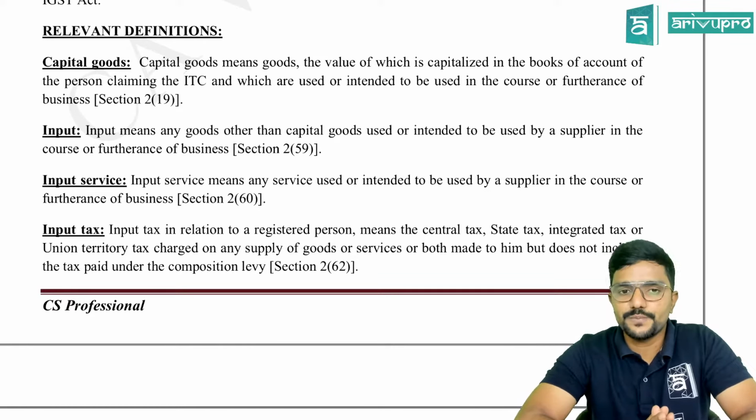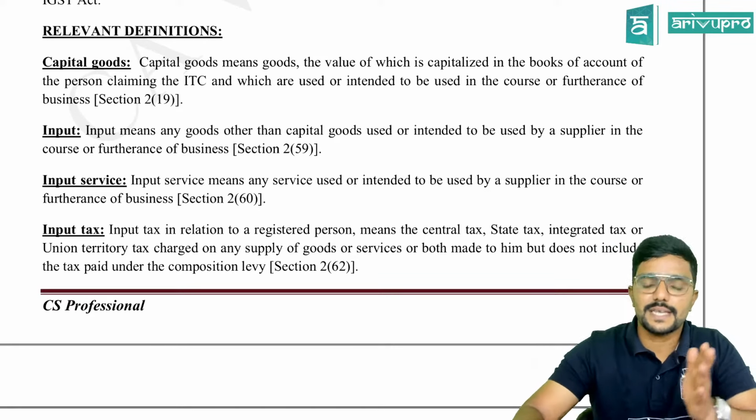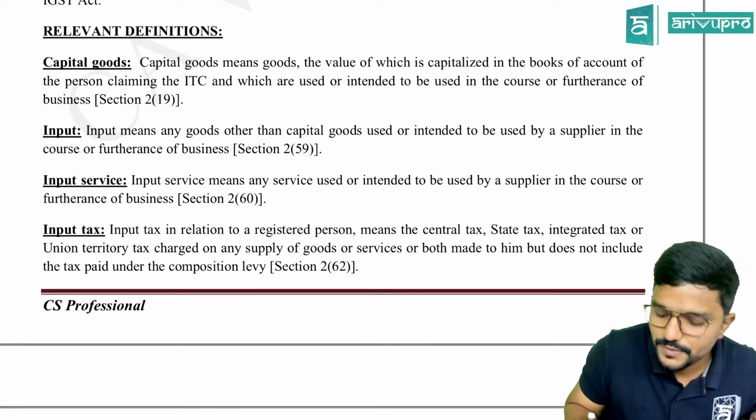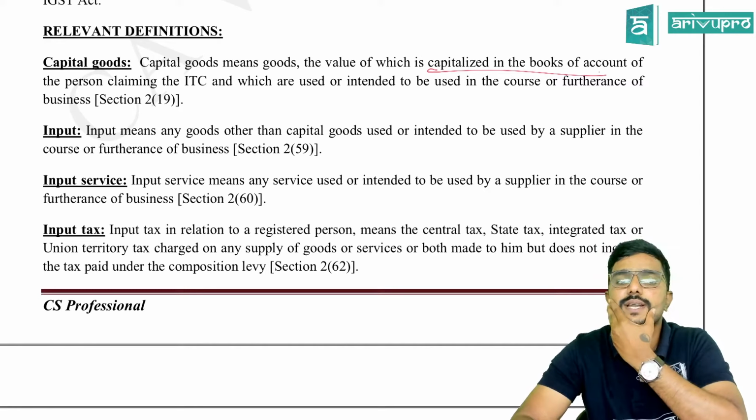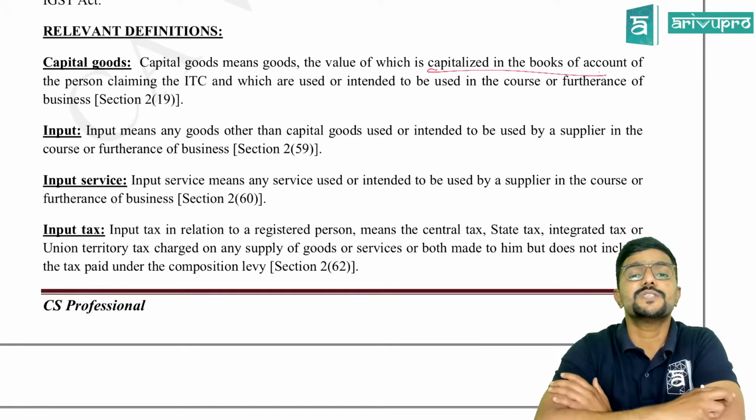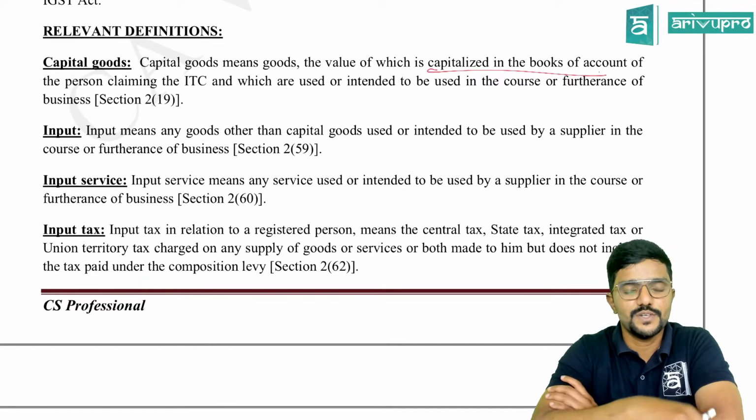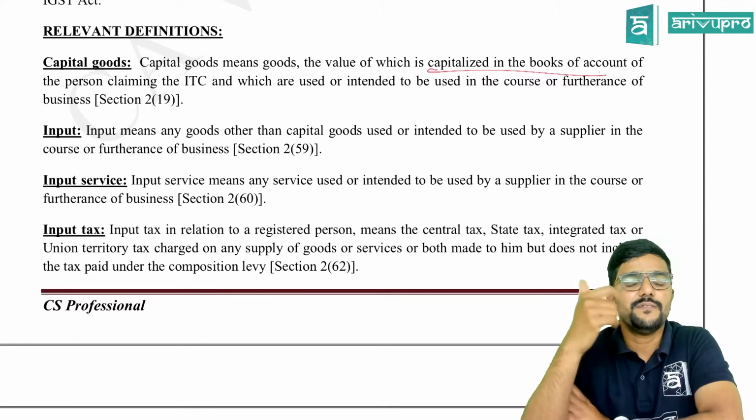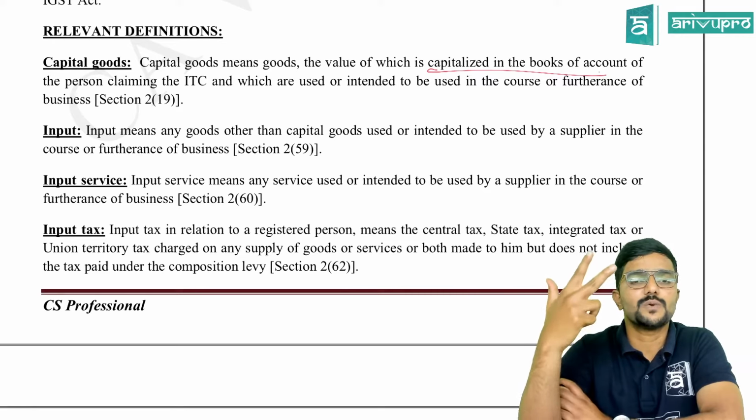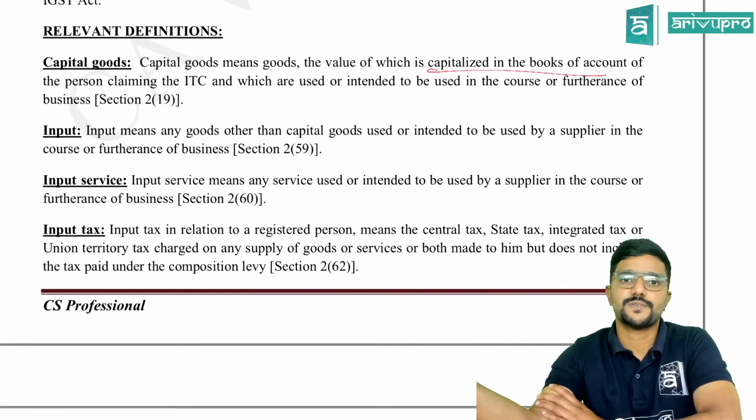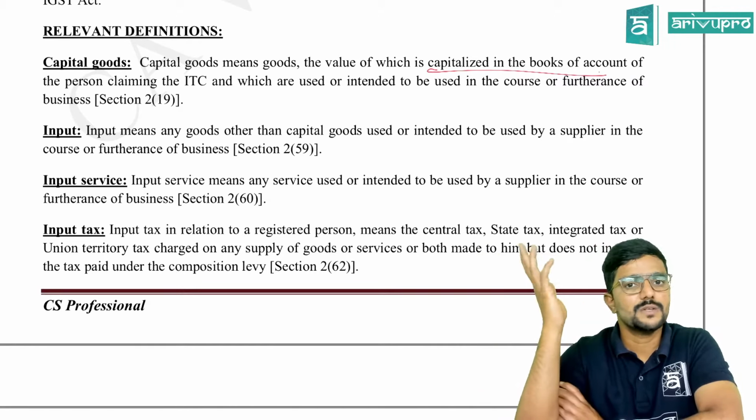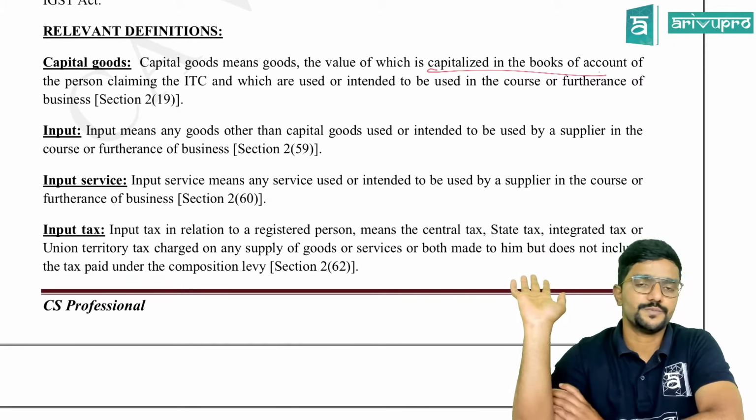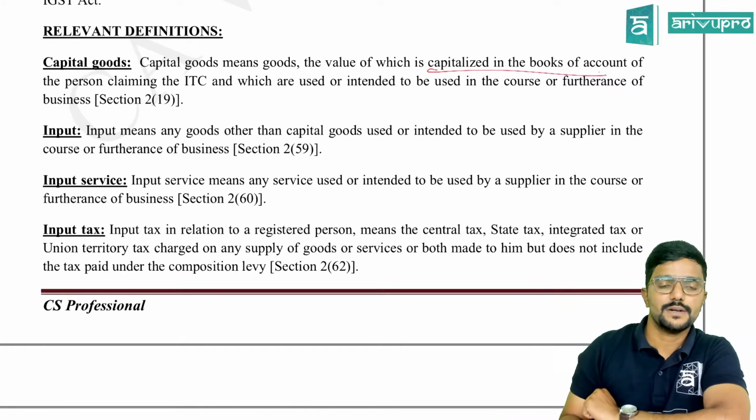Capital goods means goods, the value of which is capitalized in the books of account of the person claiming the ITC, and which are used or intended to be used in the course or furtherance of business. For example, machinery, vehicle, furniture you have purchased. Why? To use it in your business. If you are using it for personal purpose, then you cannot claim the credit. So that is not treated as capital goods also. Clear? Okay, sir.